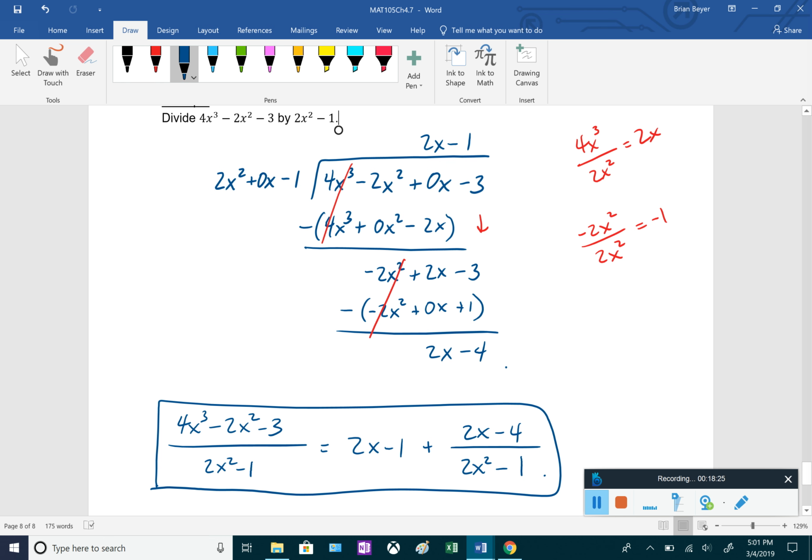Okay, so we have the final answer here at the bottom. So we got a quotient of 2x minus 1, a remainder of 2x minus 4, and we knew to stop at that remainder because the degree was less than the divisor. So then I wrote that at the bottom using the division algorithm. Okay, so that is it for section 4.7.